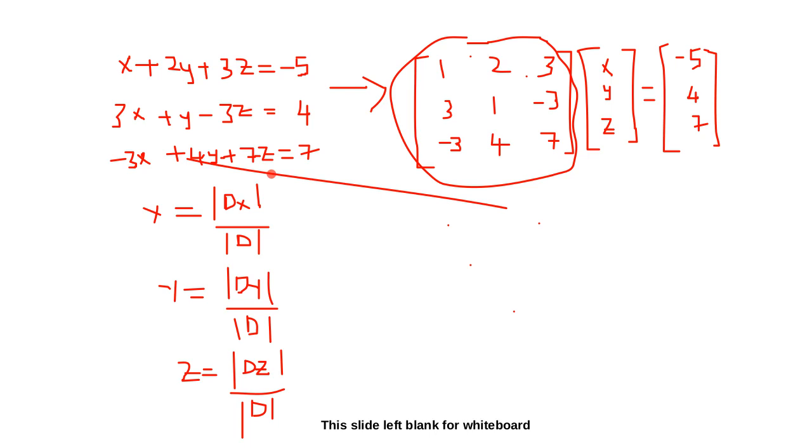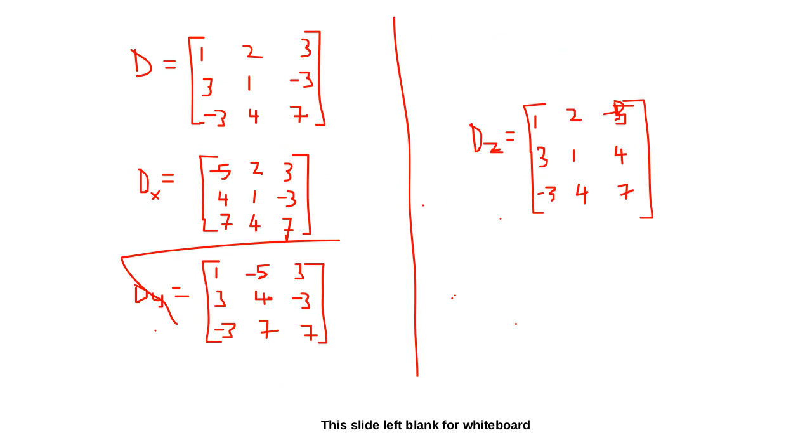Yes, Mutoro? Oh, I'm told it is dy. Now dy should be 1, 3, -3. Okay, let me confirm it. We can confirm that. Okay, dy we have 1, 3, -3, then -5, 4, 7. Where is the problem? Yes, Mutoro? Okay, thank you. Now you have seen, okay.